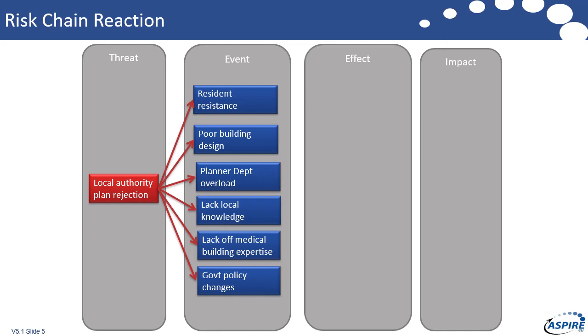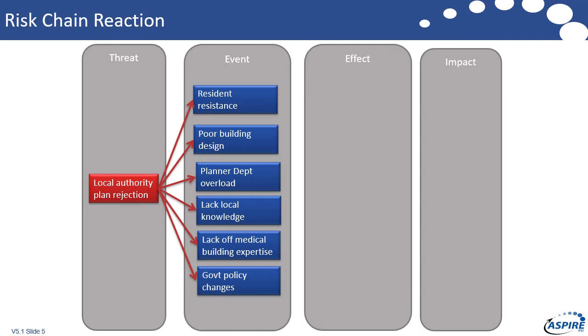But we've got to remember there's a threat. Now, you might be able to manage some of those events. You might actually be able to make sure you have a good building design, that you have that local knowledge. But there are events outside your control that you may not be able to deal with. Planning department overload. Government might change its policy. You know, think about all the issues to do with cladding over the last few years in the UK, and the problems that that's caused.